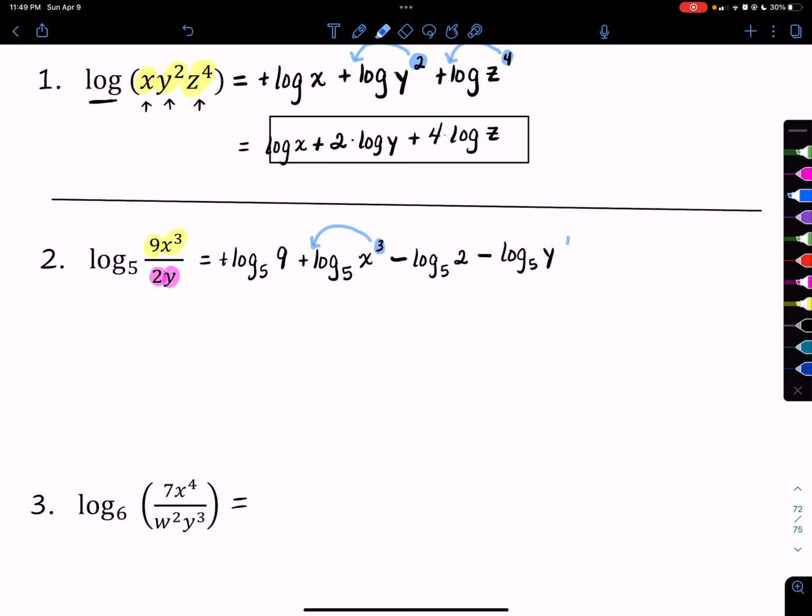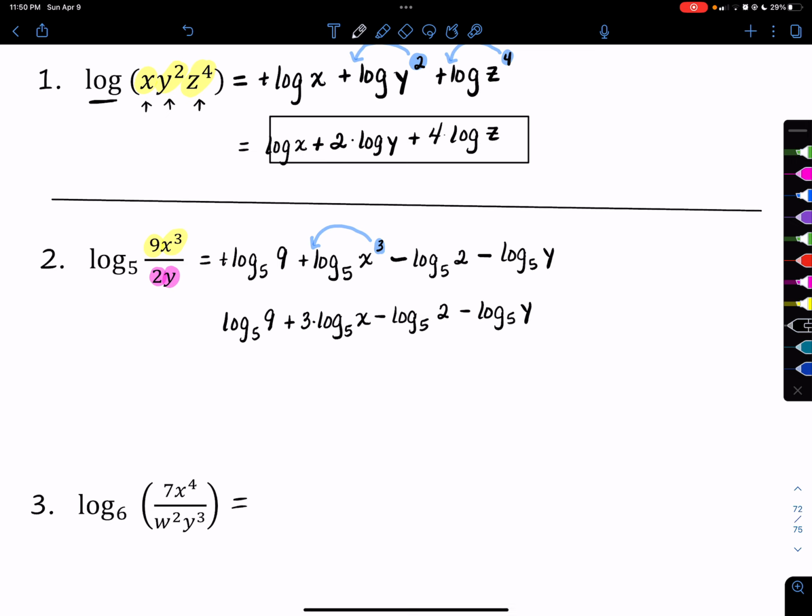So when I rewrite this, everything will pretty much look the same except for that power of 3. So I will have log base 5 of 9. Remember, I don't need to put that positive in front of the first term. Plus 3 times log base 5 of x minus log base 5 of 2 minus log base 5 of y.